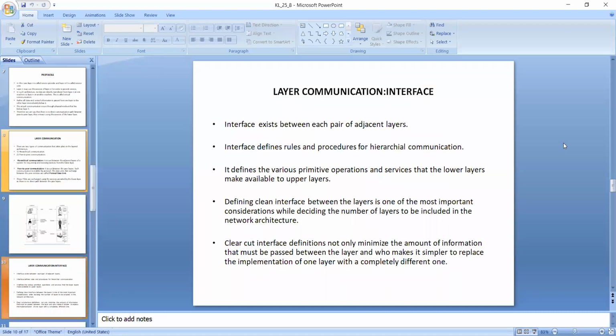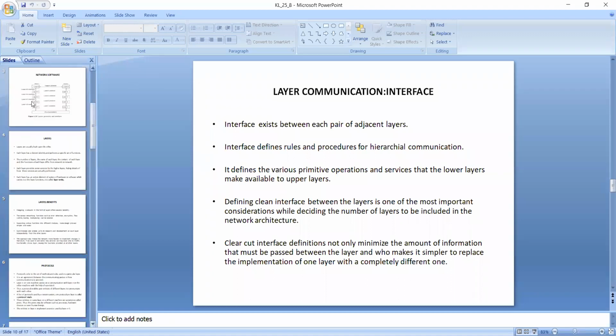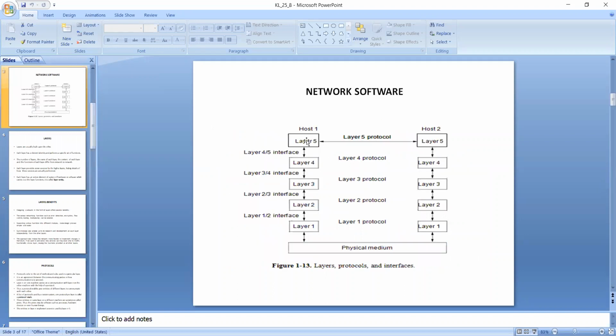Next, interface. What is an interface? We have discussed layers and protocols, so what is the interface in this diagram? Look at the layers. The interface exists between two adjacent layers. So this is layer 1 and this is layer 2, and in between these two adjacent layers is the interface.